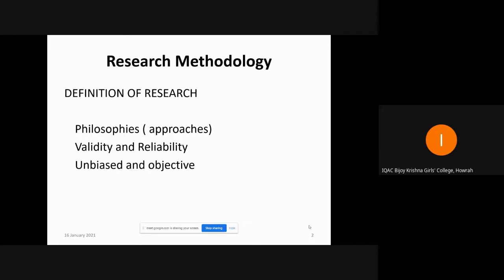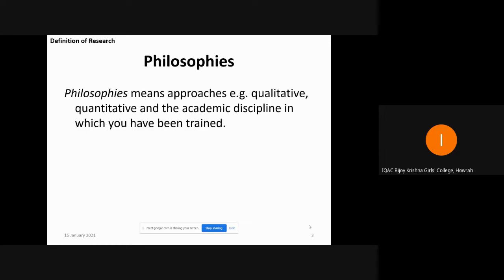I will explain the part which is, to some extent, mathematical or statistical. These are the three parts: philosophy, validity, and unbiasedness. And what does philosophy mean? It means approaches. There are two types of research, one is qualitative and the other is quantitative, and it depends on the academic discipline in which you have been trained.